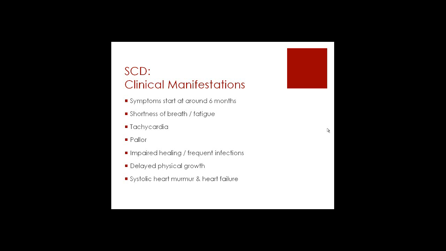I tend to like to break things up into systems because if you really understand that sickling can happen anywhere in your body, depending on where the obstruction and ischemia is caused, it will help you understand what you might be seeing with signs and symptoms in your patient. I'm not going to say these again because I just mentioned them.